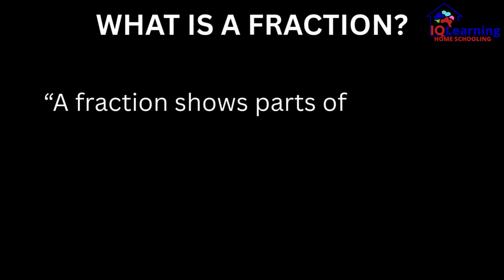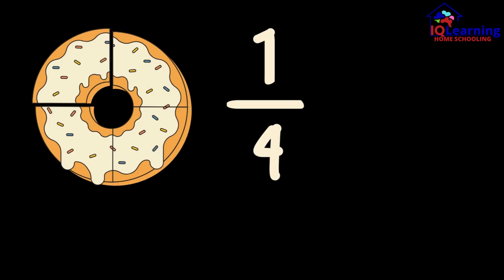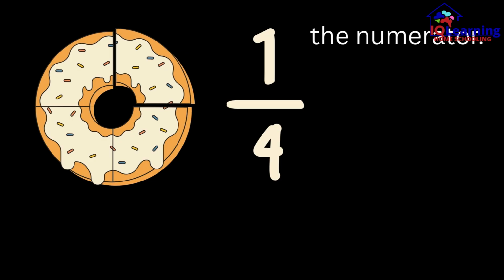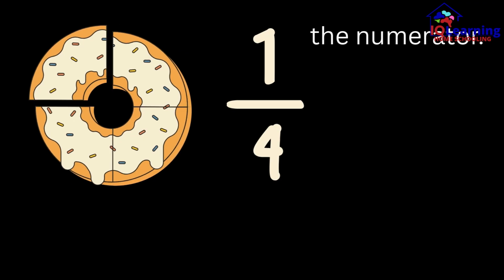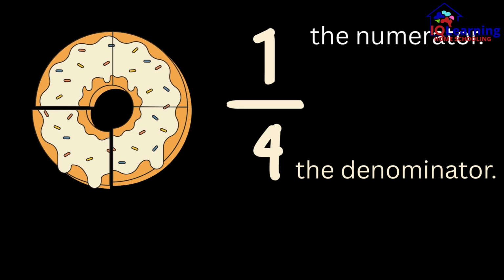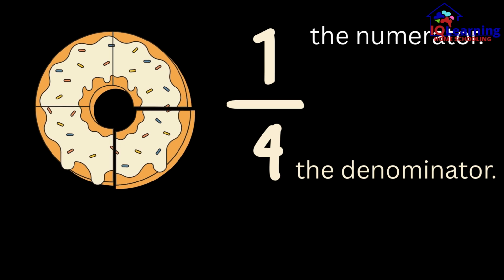What is a fraction? A fraction shows parts of a whole. Every fraction has two parts. The top number is called the numerator, it tells us how many parts we have. The bottom number is called the denominator. It tells us how many equal parts make up the whole.